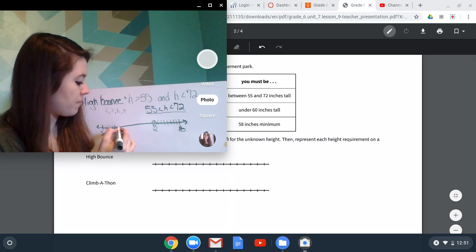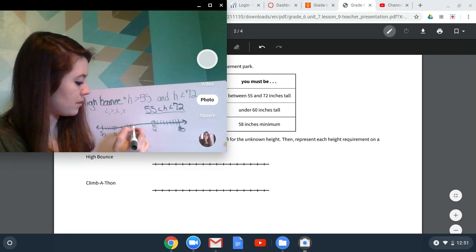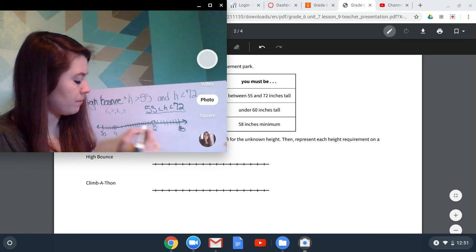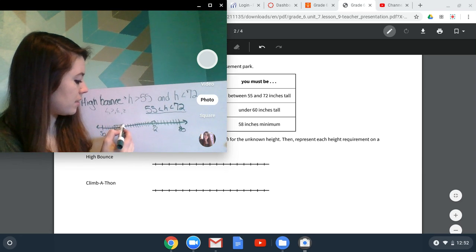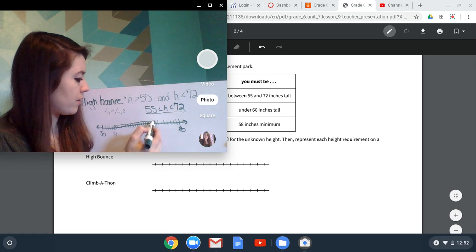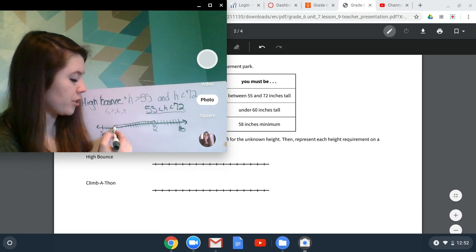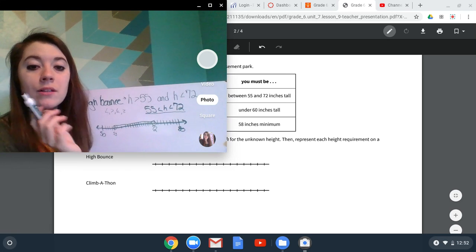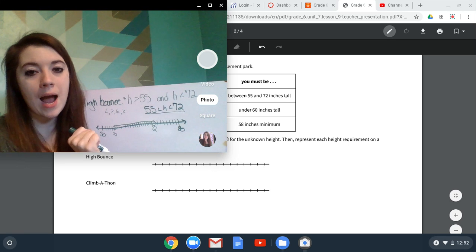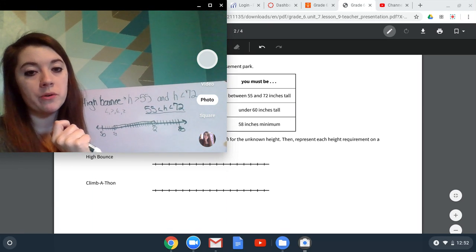Now, for this, we've got all our lines in between, 60, 61, 62, 63, 64, 65. There we go, approximately. And so the solution to this is all the values in between these two dots. So we draw the line from our circle at 55 to our circle at 72. That is the solution to our high bounce inequality. So showing that it's between the 55 and 72 inches.